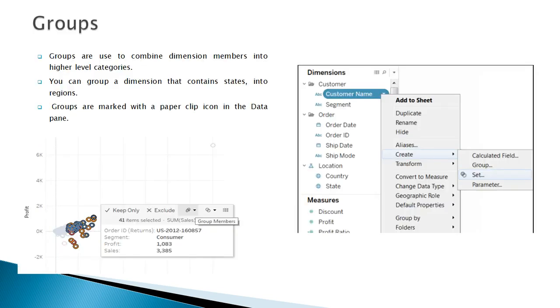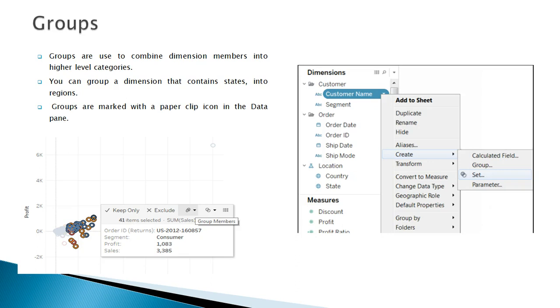Groups are used to combine dimension members into higher level categories. In certain cases, you may have a dimension which has a large number of dimensional values. In those cases, you may need to break that into several dimensions as subgroups based on the requirements. It is also used to combine the dimensional members into higher level categories. For example, you can group a dimension that contains states into regions. Groups are marked with a paperclip icon in the data pane.